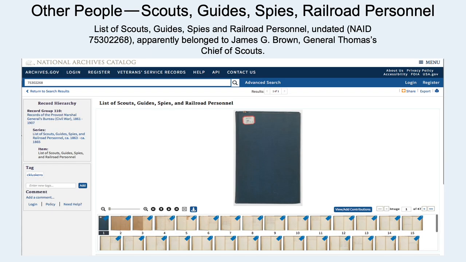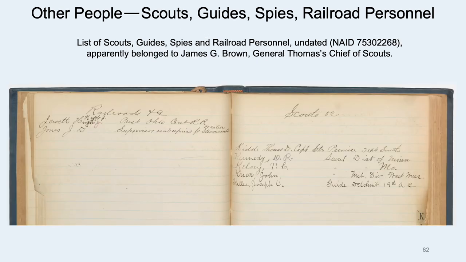We've digitized a little volume that apparently belonged to James G. Brown, who was General Thomas's chief of scouts. It's sort of like an address book or a list of people he knew. This is an example of one page that shows key railroad personnel on the left and names of three scouts, a guide, and a ship captain on the right.